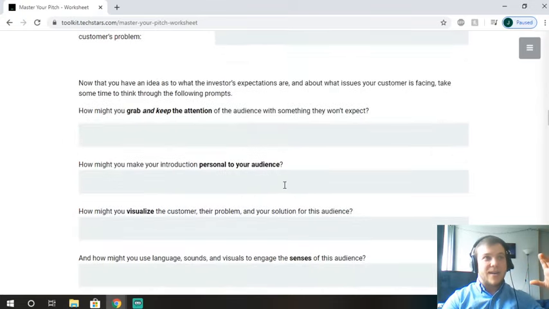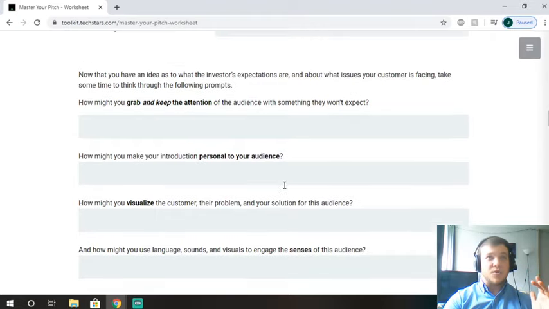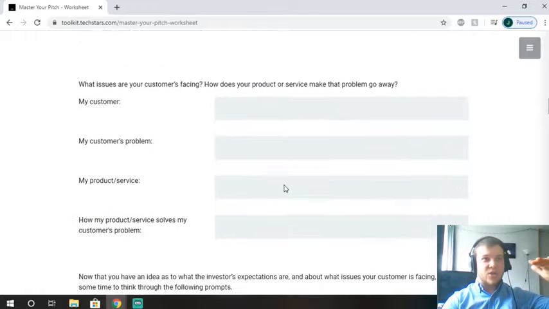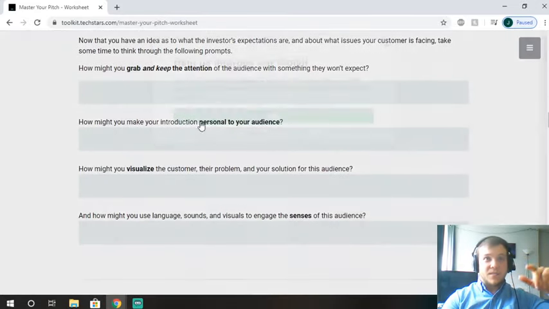If you input that there, you can then go, how might you grab and keep the attention of the audience with something they would expect? So just for context, this is kind of starting the intro of it. How can you grab and keep their attention with something they wouldn't expect?